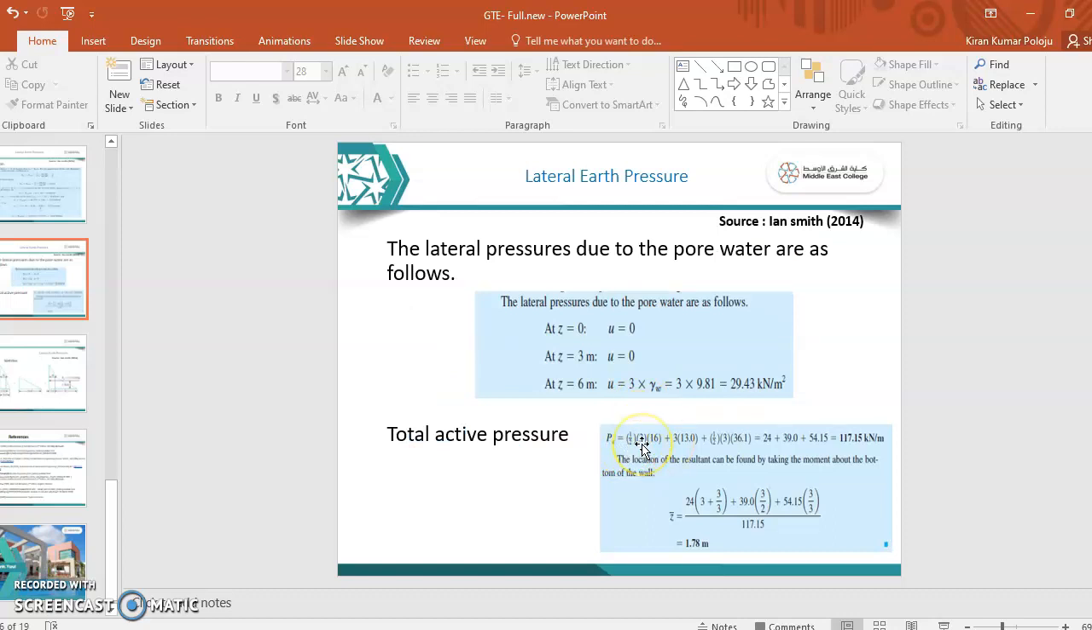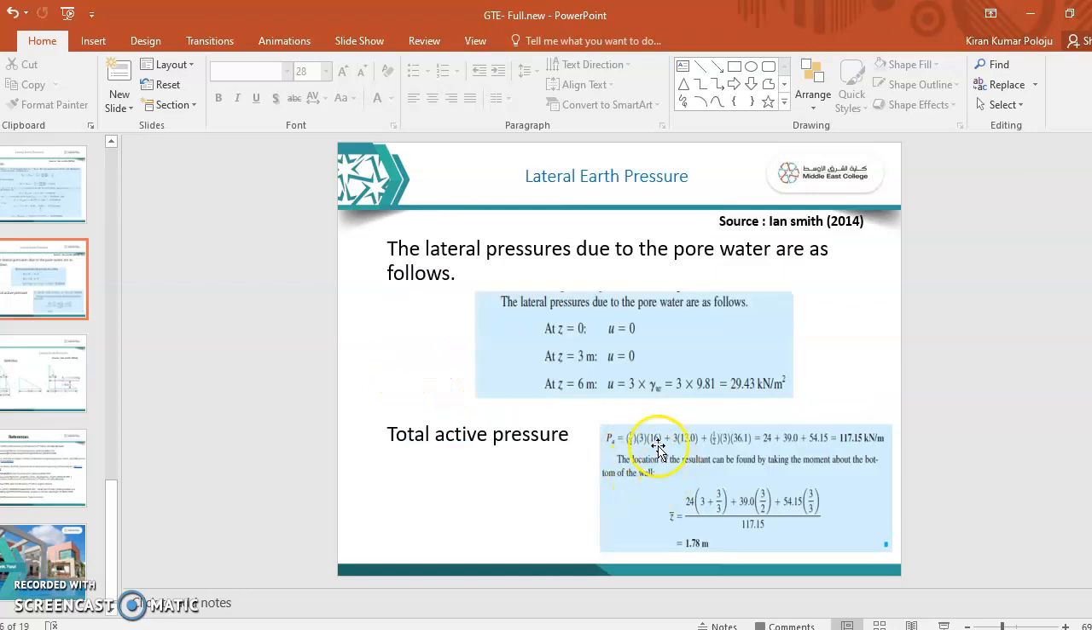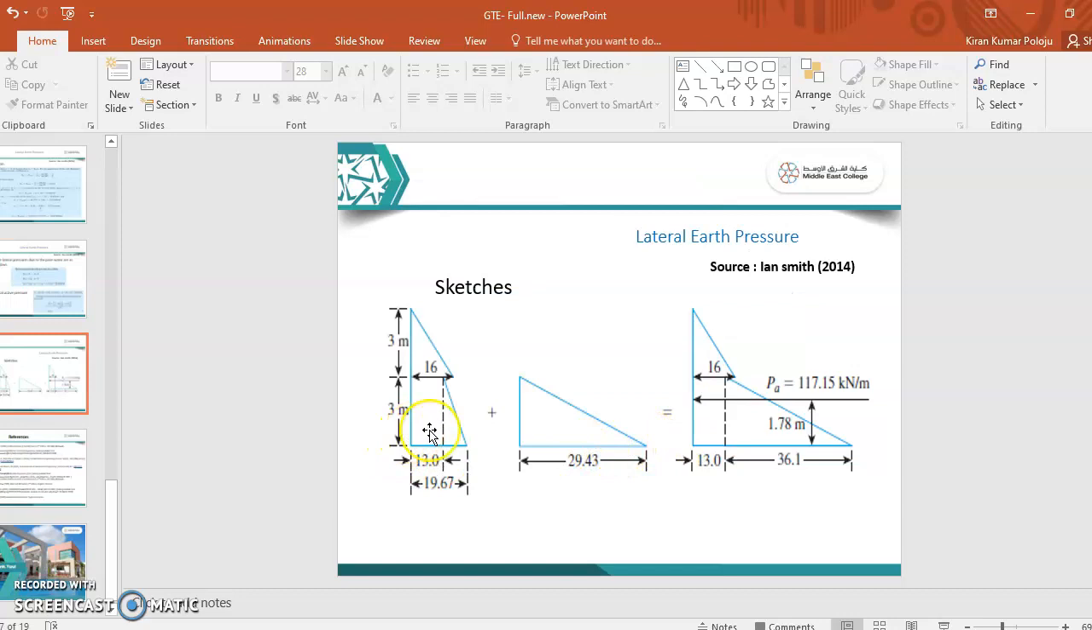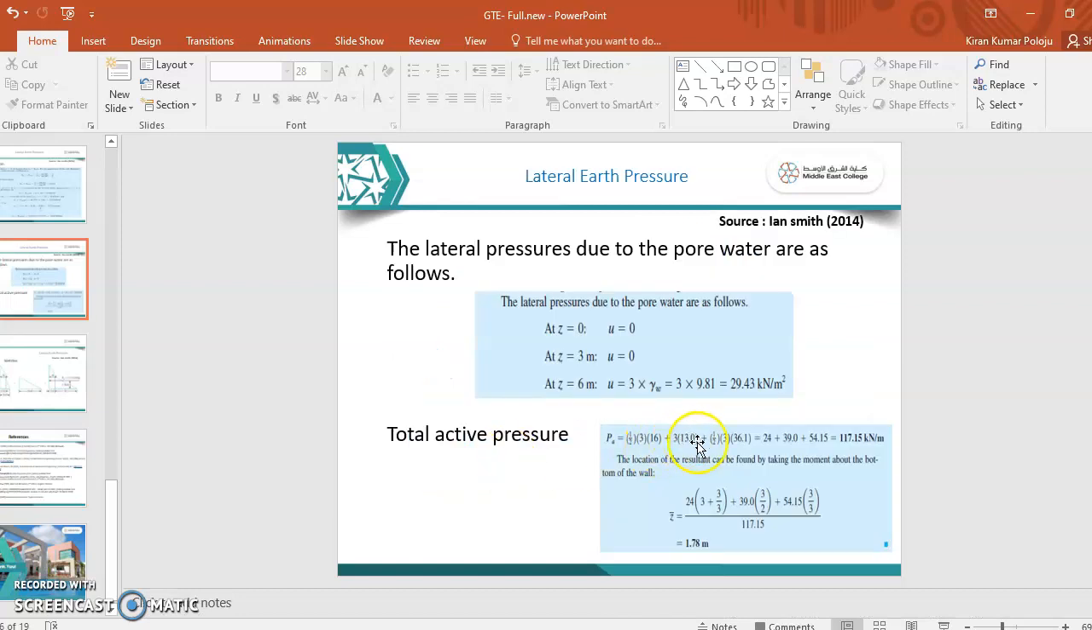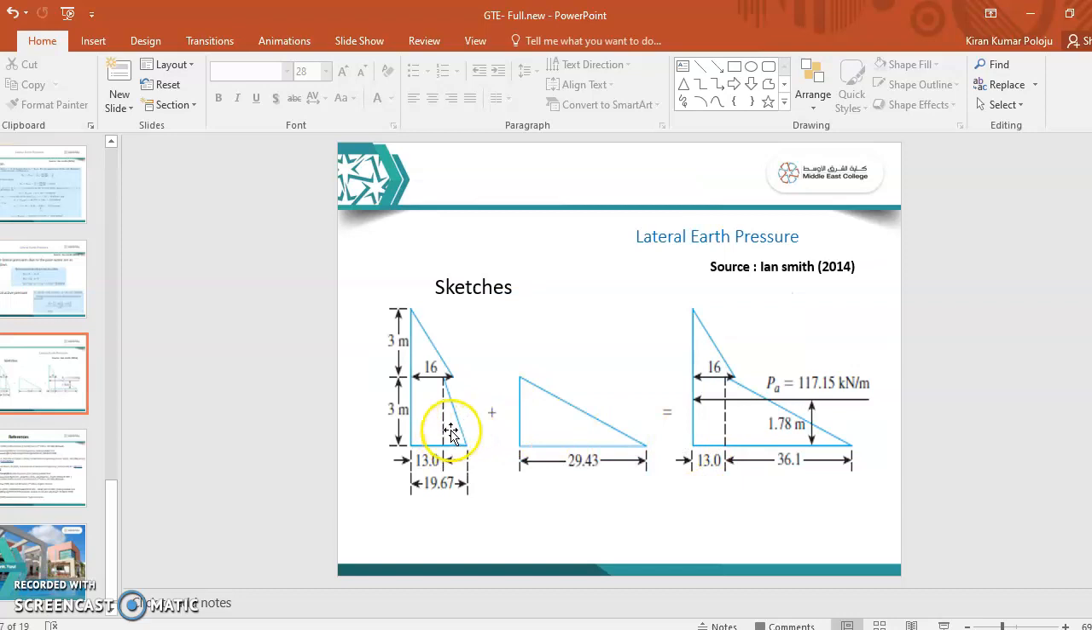So half into, what is the breadth? Breadth is 16 and height is 3 meters. So using the formula, half into base into height, plus second is the rectangle. What is the area of the rectangle? Length into breadth. So 3 into 13, plus similarly for the third triangle, half into base into height.